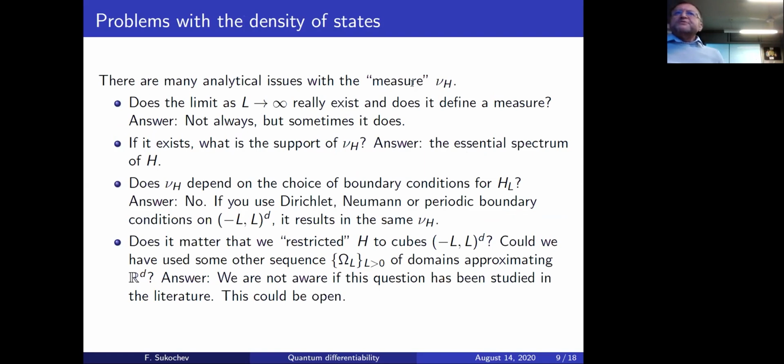There are plenty of analytical issues with this density of states measure. Does the limit really exist and does it define a measure? Answer: not always, but sometimes it does. If it exists, what's the support of this measure? Answer: the essential spectrum of my Schrödinger operator, my Hamiltonian.